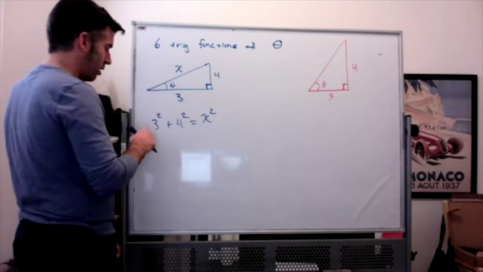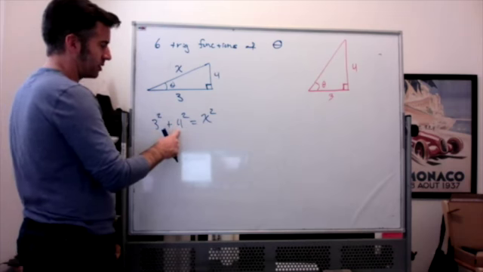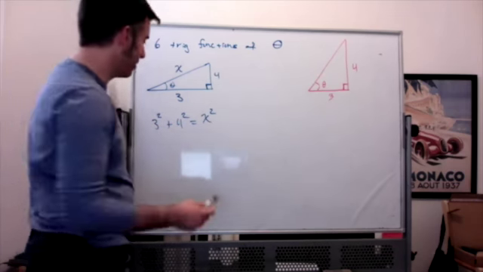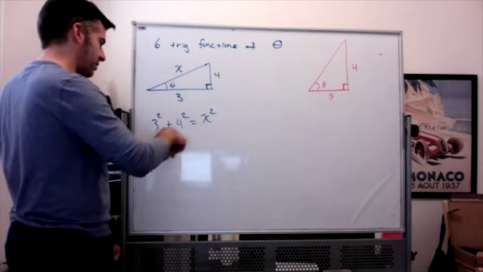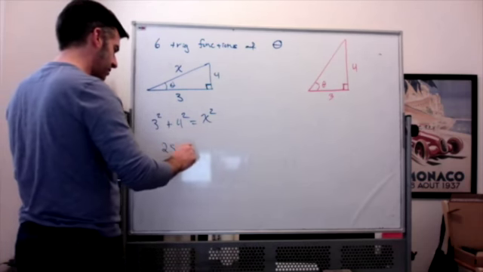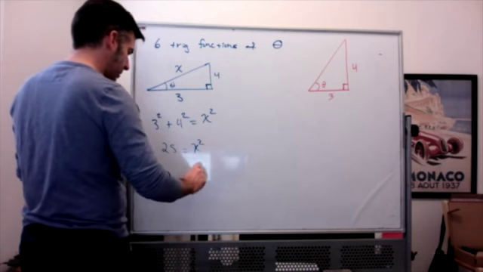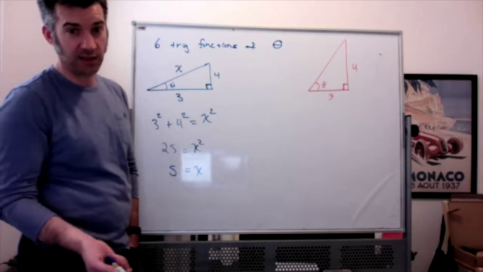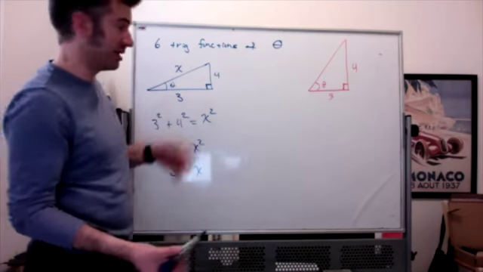So, opposite squared plus adjacent squared equals hypotenuse squared. And then we can find x. So 9 plus 16 is 25. So x is going to be the square root of 25, which is 5. Right? Not plus or minus, because it's a length. It doesn't make sense for it to be negative.